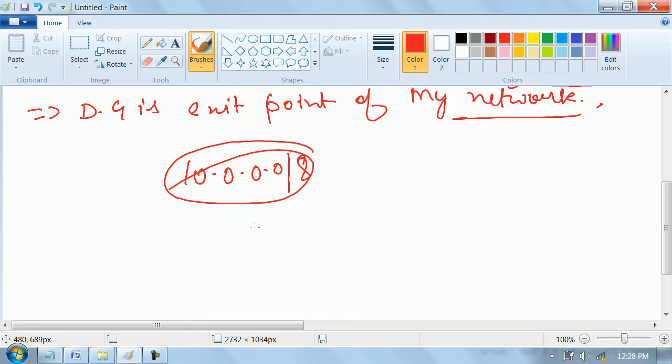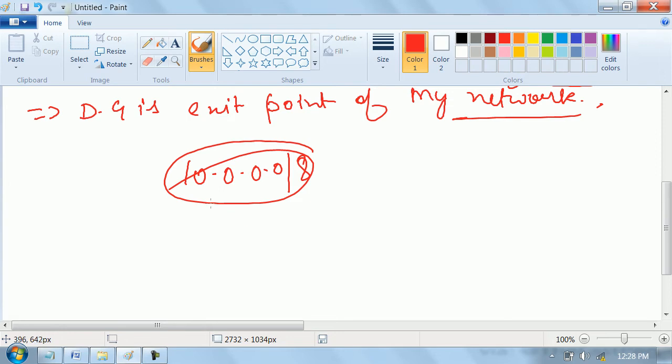Now, when you want to communicate with him, is there any need to go outside? No. When will there be a need to go outside? When we have to communicate with a different network. Agree? It means whenever we have to communicate outside our network, all of us have to leave this network. So when I think about leaving this network, there must be an exit point. What is that exit point? That exit point is called the default gateway.